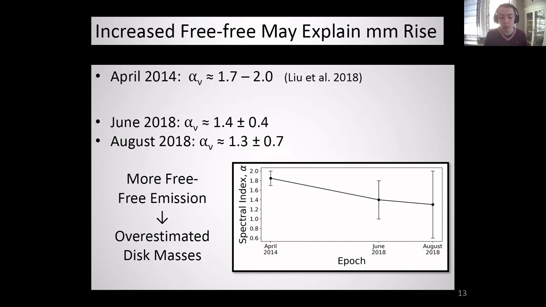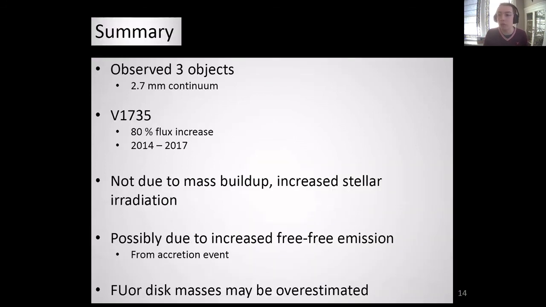And so more work needs to be done to better understand the millimeter variability, this free-free emission, so we can better understand the FUor outburst mechanism. And with that, I'll leave you with a quick summary.